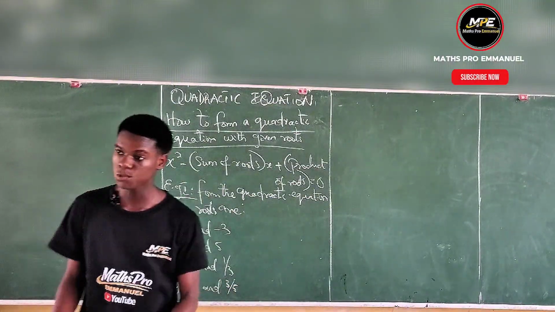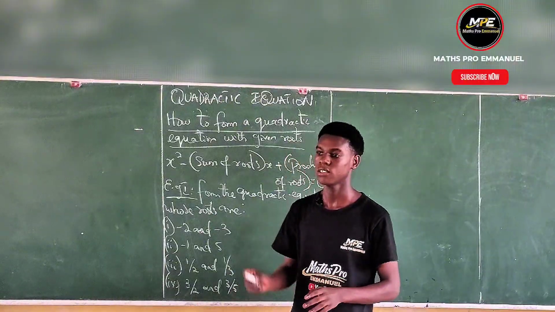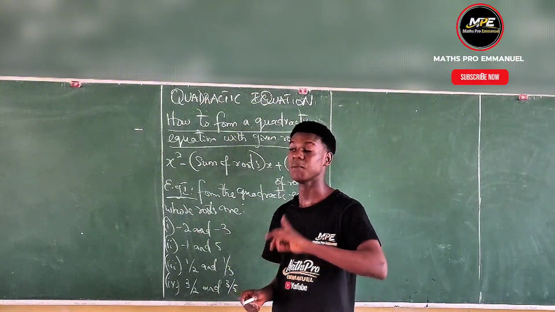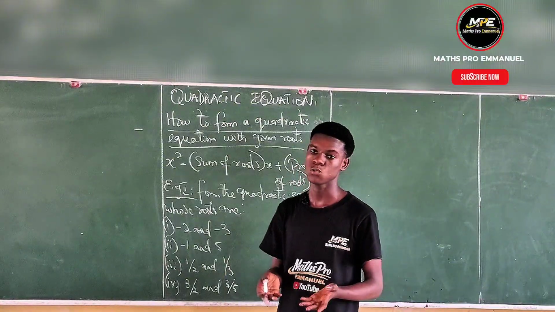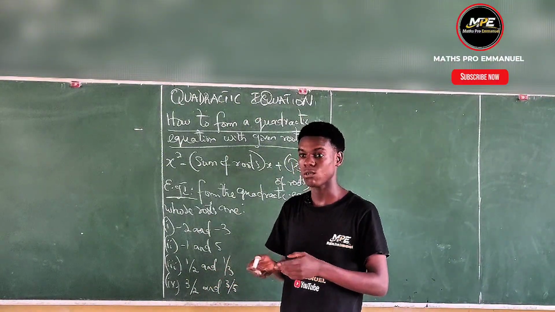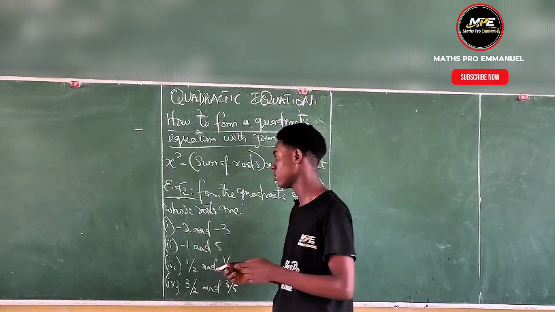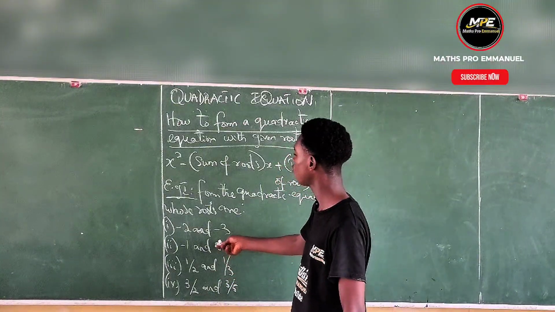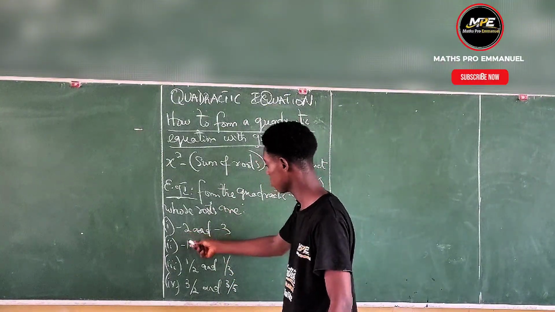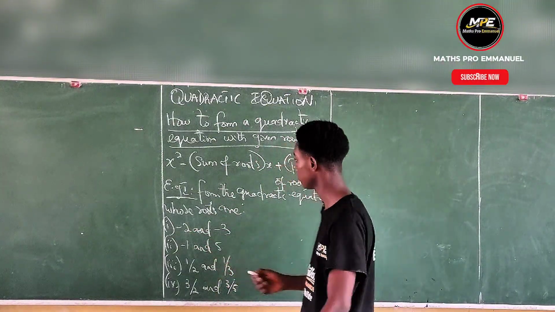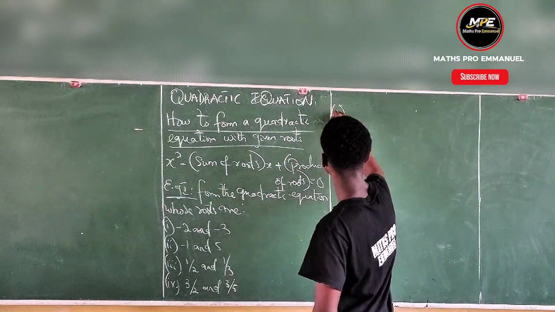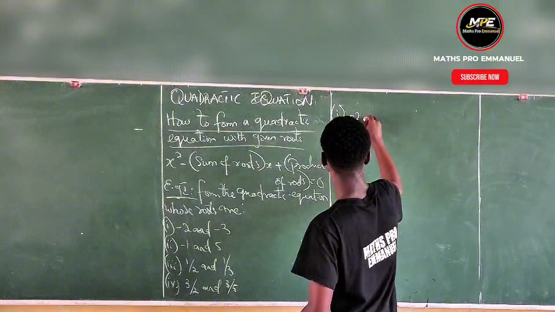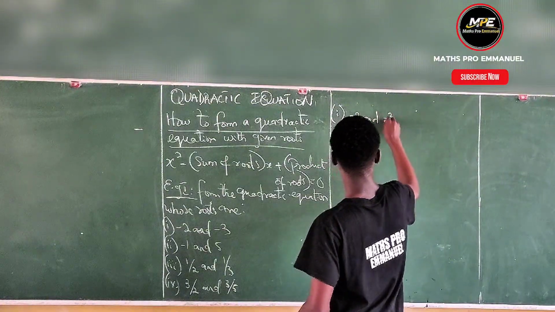Now the roots of a quadratic equation are actually the solutions to that quadratic equation. When you solve the equation and get your two answers, x equal to, let me say, 2 or 3, that 2 or 3, they are called the roots of the quadratic equation. So now we are going to form the equation from the roots. For the first one, you have to form the equation with -2 and -3.